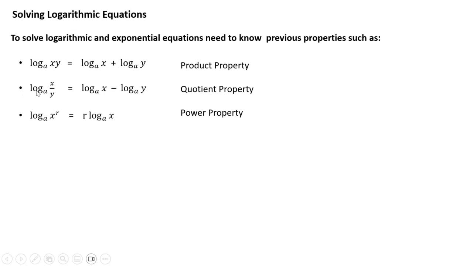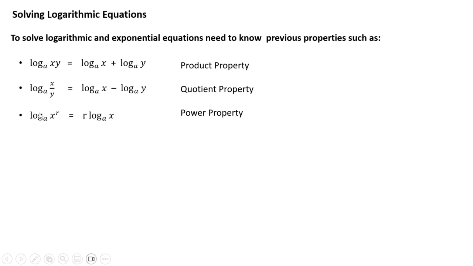So this is rule number 2, which is the quotient rule. If you have log base a of x divided by y, it equals log base a of x minus log base a of y. Again, when you multiply, the product, we add. When we divide, we subtract.